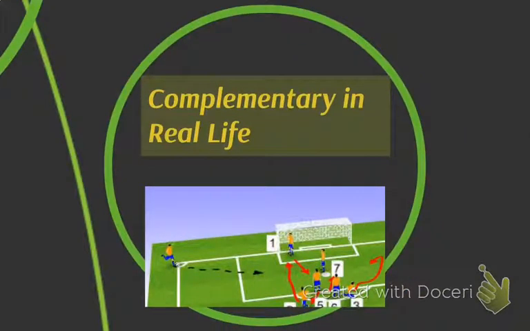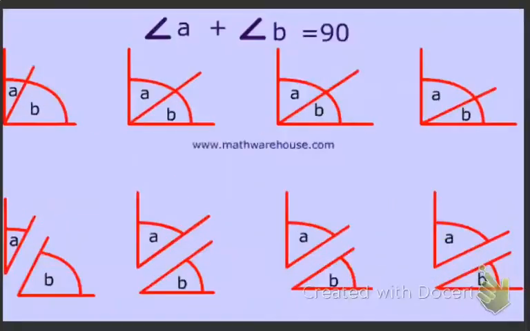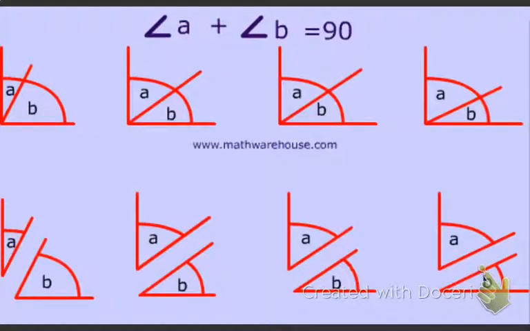When the soccer player kicks a corner shot, the 2 sides formed by his shot will form complementary angles because they'll add up to 90 degrees. So there's a close-up of complementary angles.